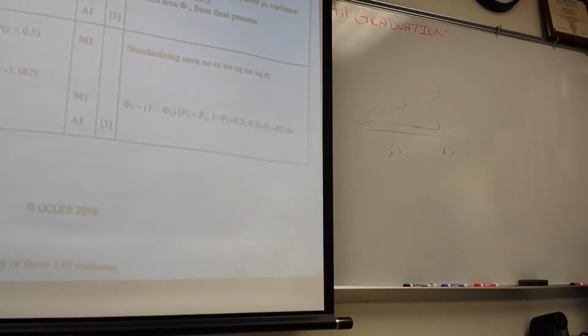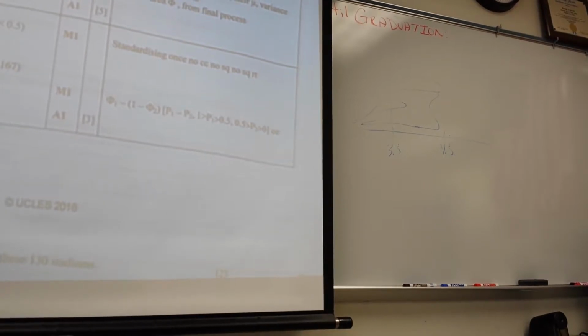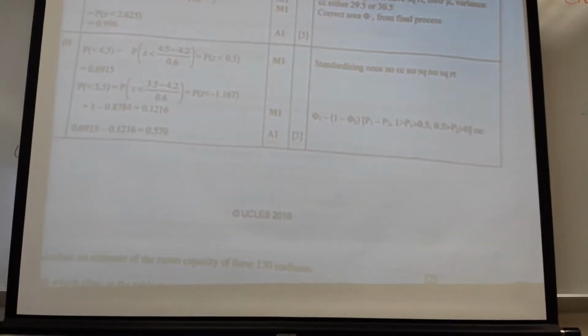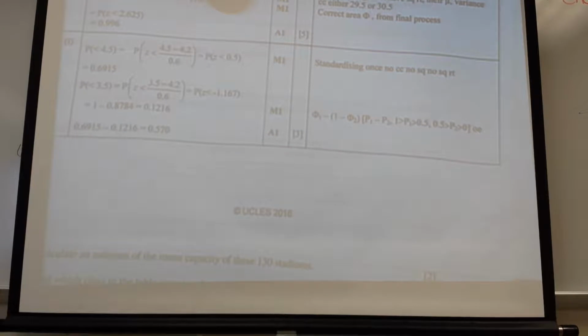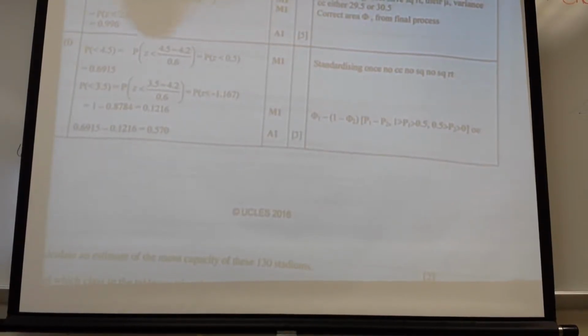Well, first you have to convert to z-scores. So the first one, when we're converting, we've got less than 4.5. Does everybody understand where the little formula comes from? x minus mu over sigma. Is everybody good with that? That's all given to us, except for the formula, of course.